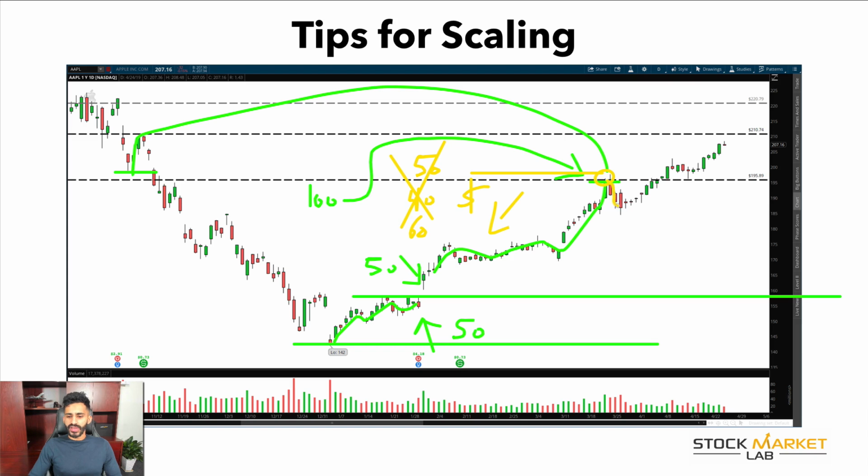And now at this point, if the stock, let's say, breaks out of the 195, you can always say, you know what, let me buy more. Now I have a higher probability, I have reduced my risk, and I've added more. I've scaled back in, which is totally fine.